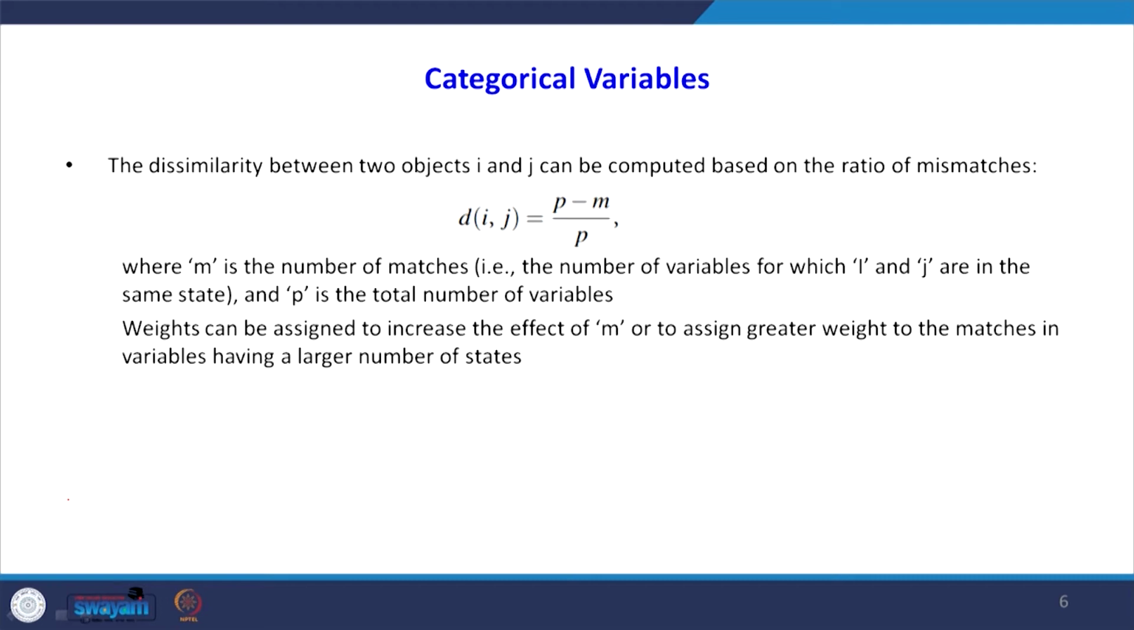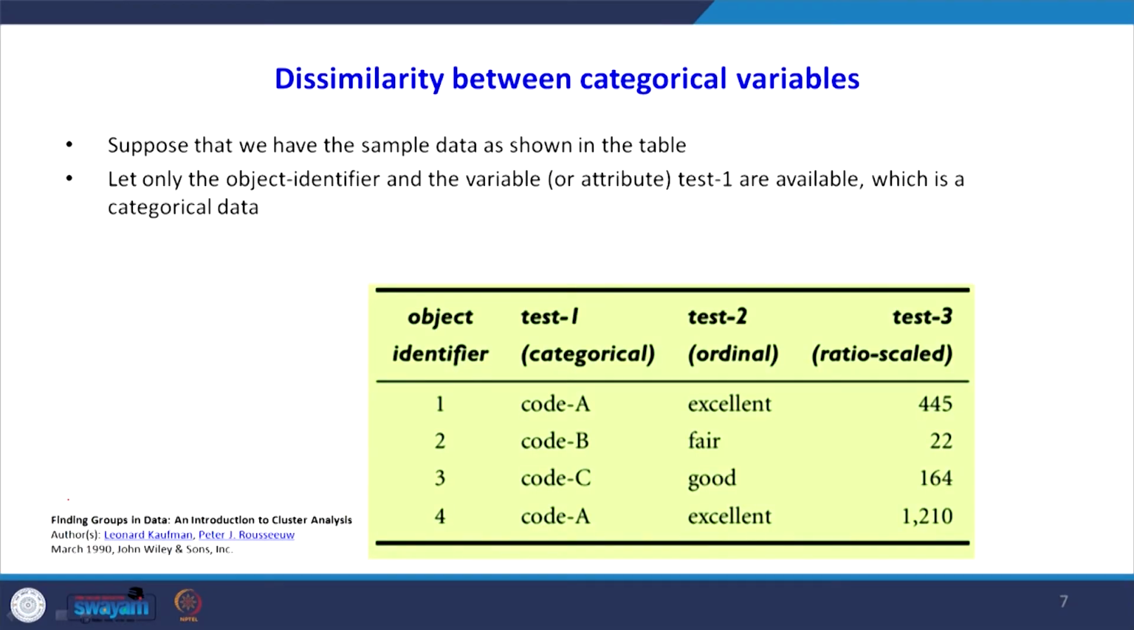Weights can be assigned to increase the effect of m or to assign greater weight to the matches in the variables having a larger number of states. So, we can give weightage also for different states. Now, we will take an example. With the help of an example, I will explain how to find out the dissimilarity between categorical variables.